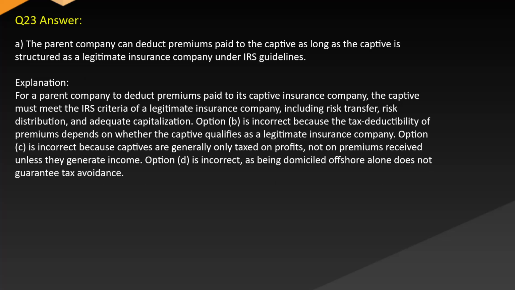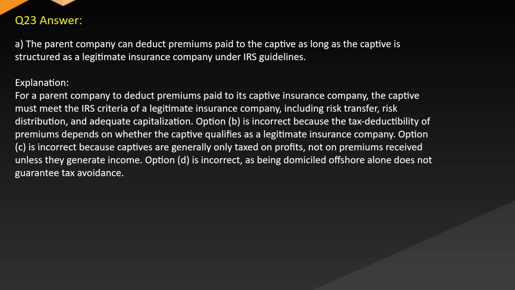Answer A. The parent company can deduct premiums paid to the captive as long as the captive is structured as a legitimate insurance company under IRS guidelines. Explanation: for a parent company to deduct premiums paid to its captive insurance company, the captive must meet the IRS criteria of a legitimate insurance company, including risk transfer, risk distribution, and adequate capitalization.